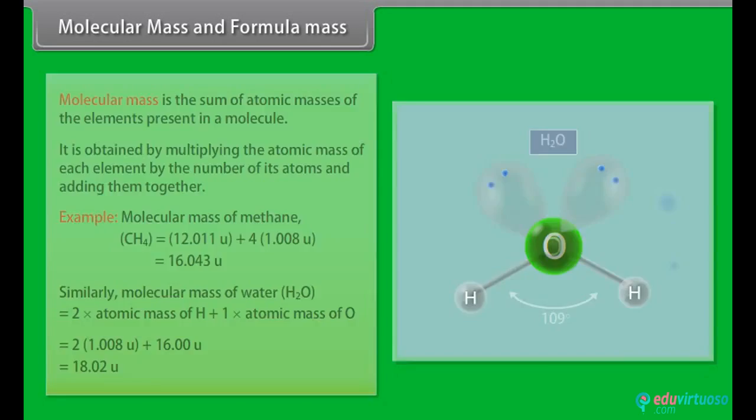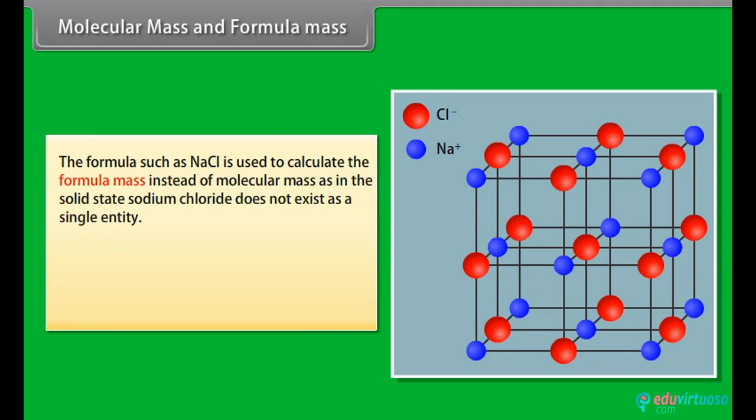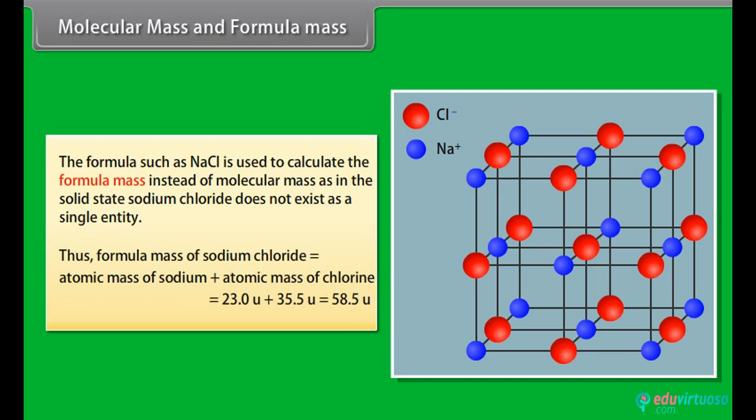The formula such as NaCl is used to calculate the formula mass instead of molecular mass, as in the solid state sodium chloride does not exist as a single entity. Thus, formula mass of sodium chloride is equal to atomic mass of sodium plus atomic mass of chlorine, which is equal to 23.0 u plus 35.5 u, which is equal to 58.5 u.